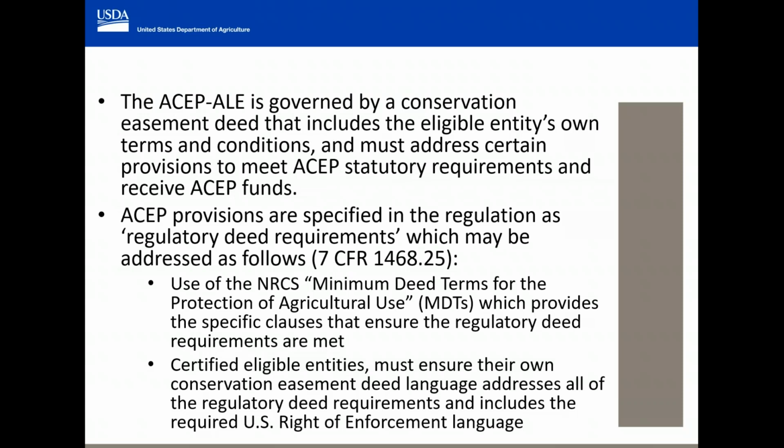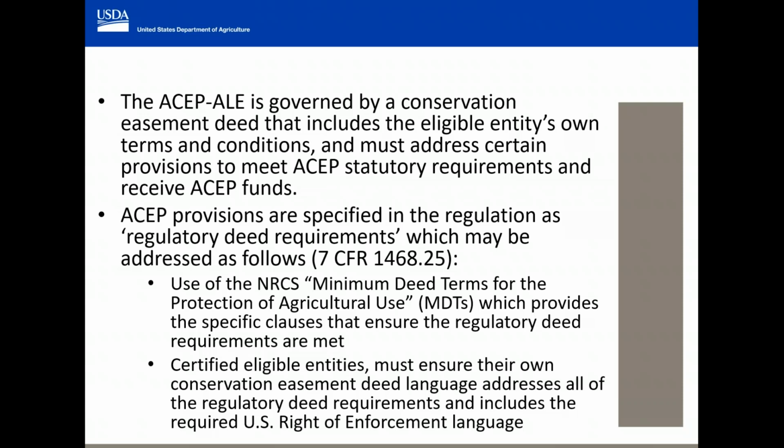To add a little more detail, entities that use the minimum deed terms were required to incorporate the language specified by NRCS into their own conservation easement deeds through the attachment or incorporation of the minimum deed terms, or through a national headquarters approved deed template. So non-certified entities needed to do that in order to use the minimum deed terms. As I mentioned, certified entities were able to use their own deed terms as long as they met the regulatory deed requirements. But certified entities were still required to use the U.S. right of enforcement language verbatim.